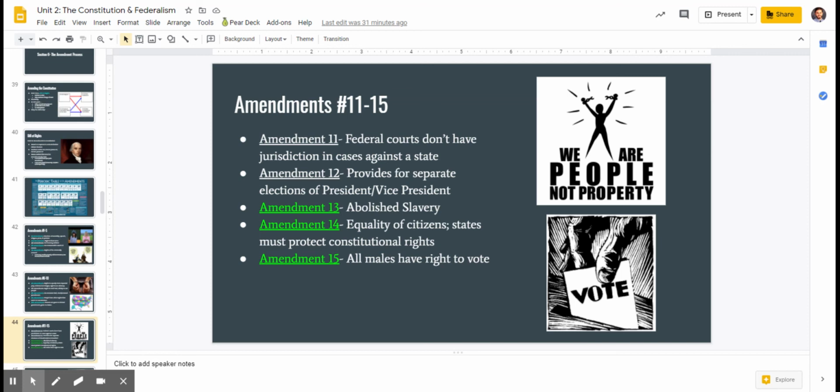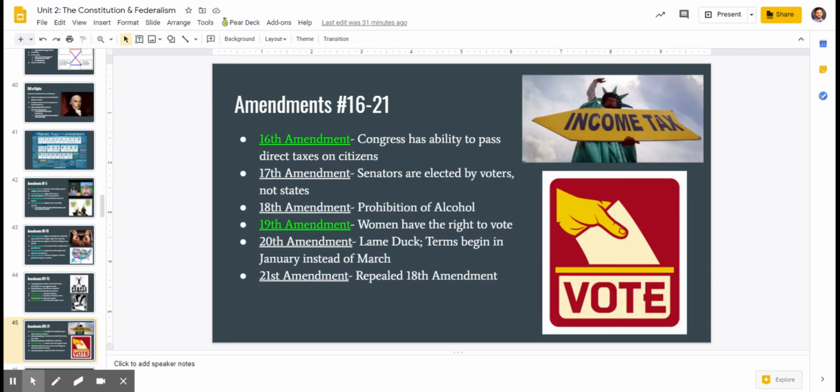All right, and 15th Amendment guaranteed suffrage or the right to vote to all males. Notice females, not yet. That would come later here in the 19th Amendment. Not till 1919 do women have the right to vote.